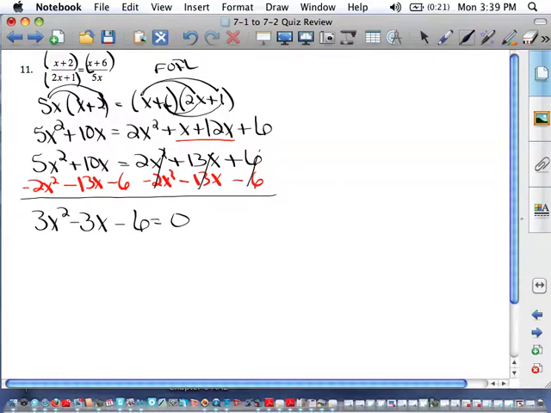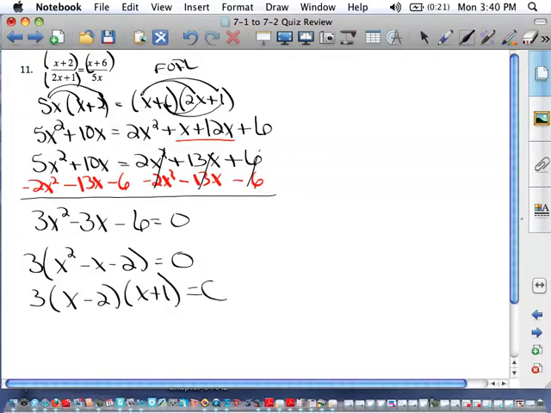Remember, you can make the terms that you're working with smaller if there's a greatest common factor. The greatest common factor, if it's a number, will not affect your x-intercepts, just the maximum or minimum value of the parabola. So I can factor out a 3. That gives me x squared minus x minus 2 equals 0. This factors to x minus 2 times x plus 1. So that factored form is 3 times x minus 2 times x plus 1.